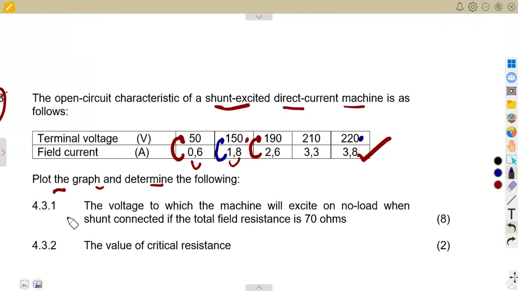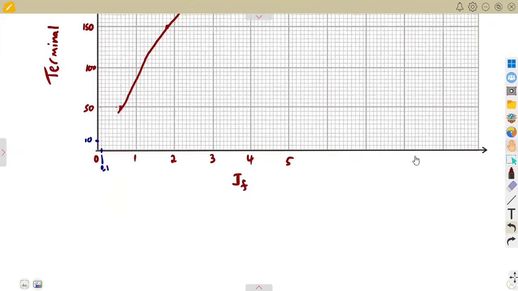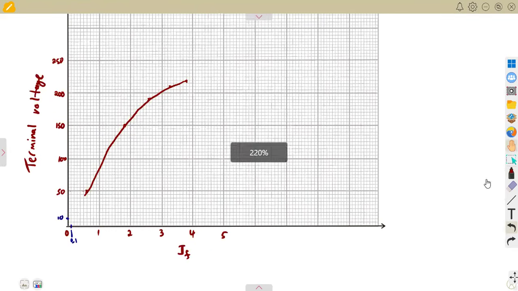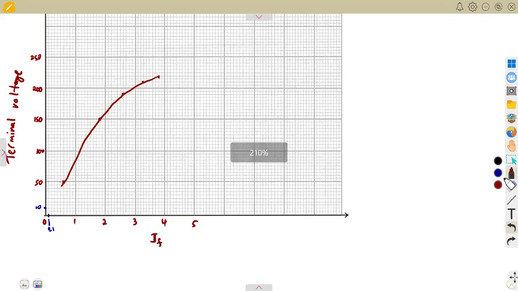So the question is 4.31. What we need is to determine the voltage to which the machine will excite on no load. Again, when shunt connected like what you're given, if the total field resistance is 70 ohms. Remember, we are at no load, which is at open circuit characteristics, but the field resistance is 70 ohms. Like I said, the field resistance represents the slope. So I hope you understand me here.